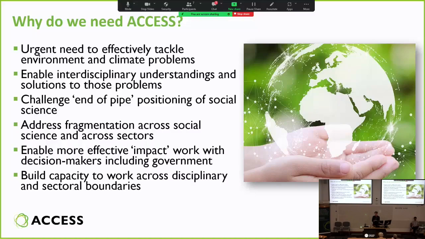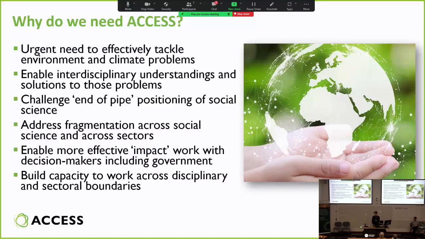And those solutions are very likely to be interdisciplinary. It's incredibly unlikely that any single kind of expertise or knowledge is going to make a difference on its own. So how do we enable that interdisciplinarity to happen? And what's the social science presence or position in that?